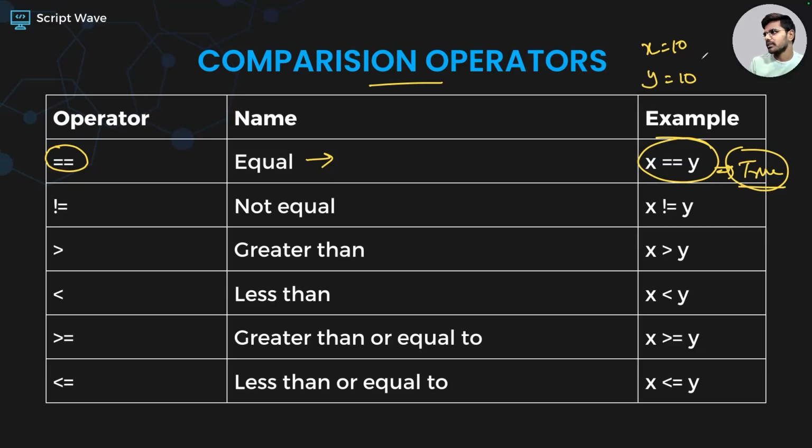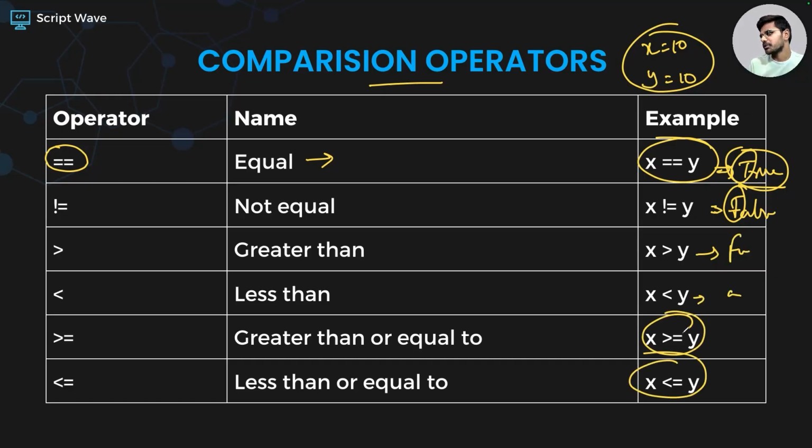X not equal to y, that means we are checking if both are not equal. If they are not equal, then it returns true. But here both are equal, so we get false. Remember to use capital. Small will return an error. X greater than y, this is also false. Then we have 2 additional or special operators here, which is greater than or equal to. It checks for greater or equal. It can be equal or greater. So here it's equal, so true. Similarly, x less than or equal to y, this is also true because we are checking for both equal or less than. It can be either of them, equal or less.